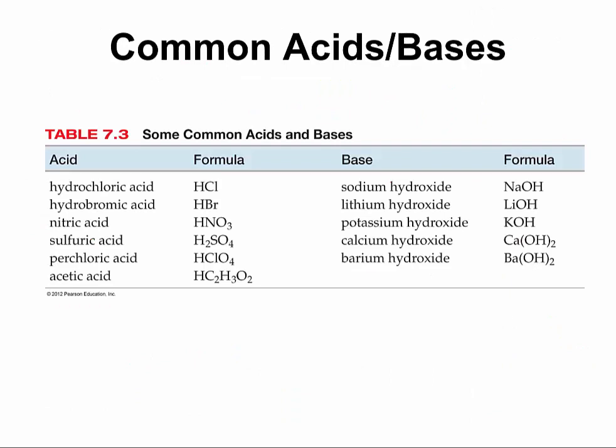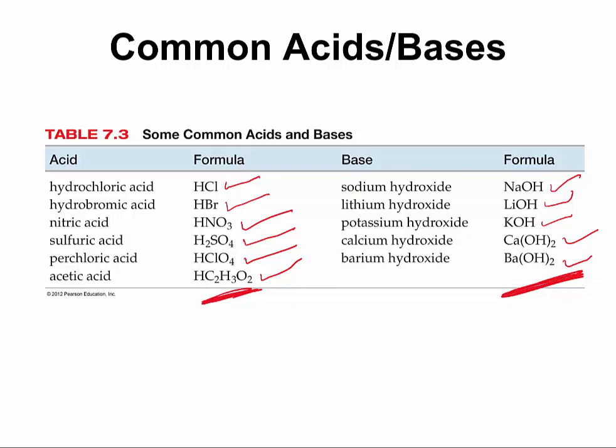These are some examples of common acids and bases. Hydrochloric acid, hydrobromic acid, nitric acid, sulfuric acid, perchloric acid, acetic acid. These are very common acids. Common bases are sodium hydroxide, lithium hydroxide, potassium hydroxide, calcium hydroxide, and barium hydroxide. And all of these bases are soluble in water. They will dissociate in water to give the metal ion, and they all will give you OH minus hydroxide ions when you dissolve them in water.